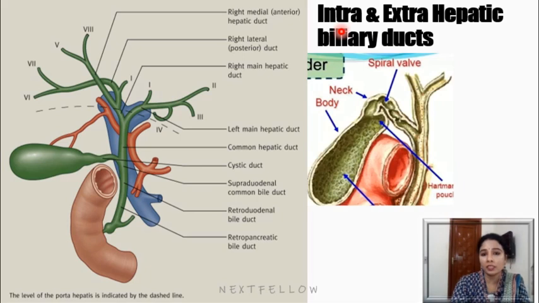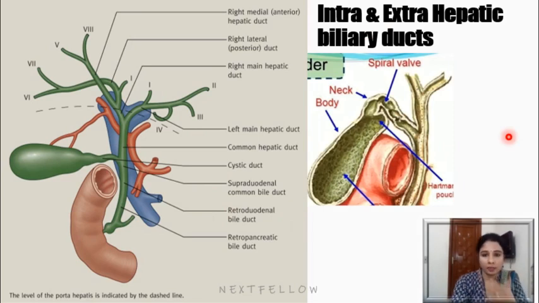The bile duct passes posterior to the pancreas. We can see the bile duct is formed here, which runs posterior to the pancreas and ends at the hepatopancreatic ampulla. The pancreatic duct also joins here with the common bile duct to form the hepatopancreatic ampulla. Ampulla means a dilatation, and it is called the ampulla of Vater. It joins with the pancreatic duct and opens into the second part of the duodenum.